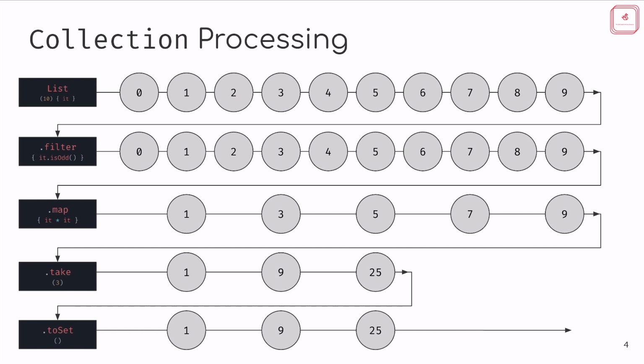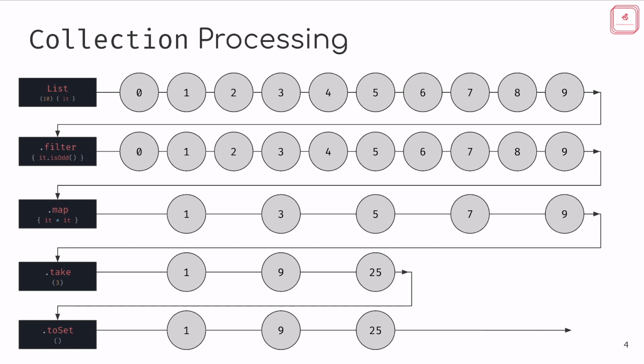And finally, we call the toSet method, which would just put whatever we have right here, since we started with a list, into a set. In this case, this is not horribly useful, since it was already unique to begin with. But now we would have a resulting set with the values 1, 9, and 25. I hope this so far made sense.